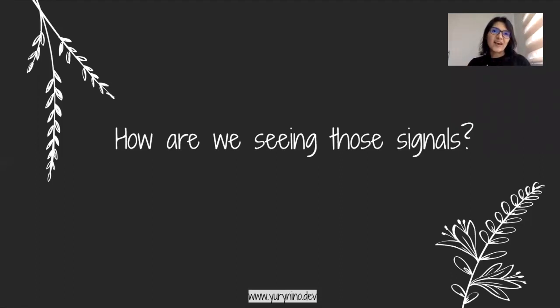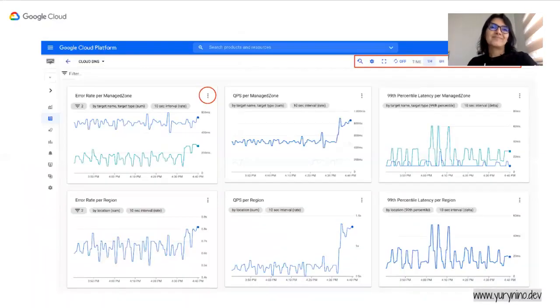A question here, how are we seeing those signals? Here, a visualization of a set of dashboards in Google Cloud Platform that are showing the behavior of a system. Here, I have a question for you. How many of you see chaos here? Remember, chaos is a deviation of the normal state of a system. In my case, I see a problem in the dashboard QPS per region.